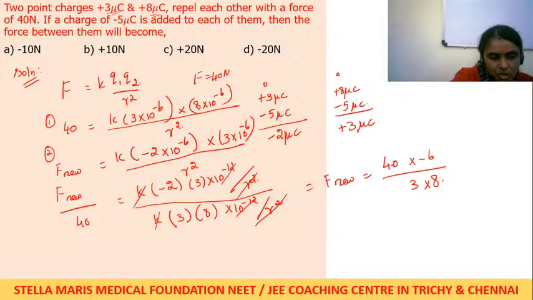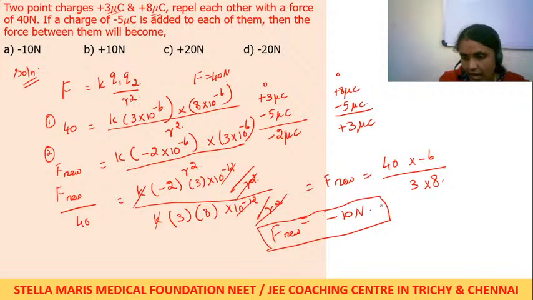Okay, so when we solve this, 40 will come to this side. When we solve this, we get F new as minus 10 Newton, because the minus is present here. So the F new value will be minus 10 Newton. Okay, have you all understood? Or do you have any doubt? If you have any doubt in this problem, tell me in the comment.